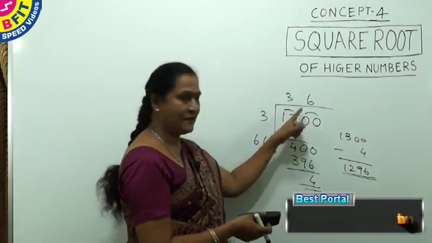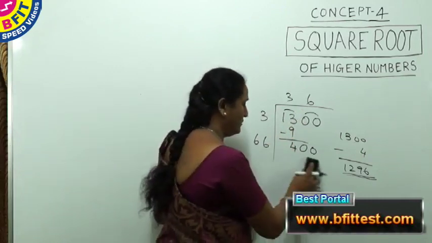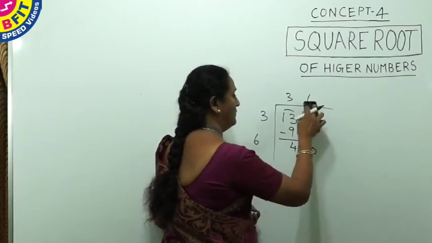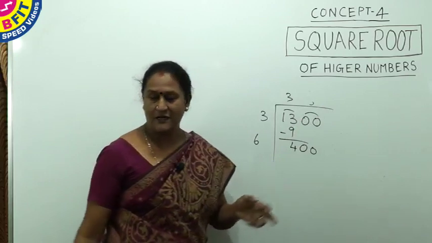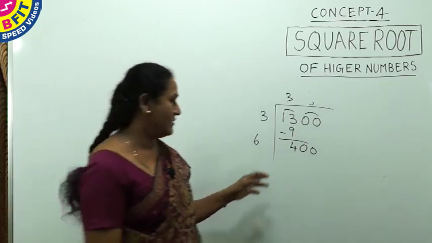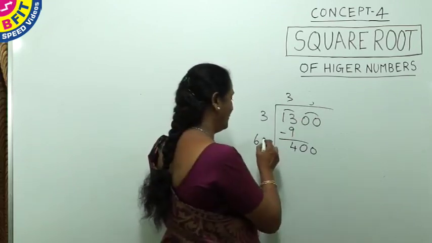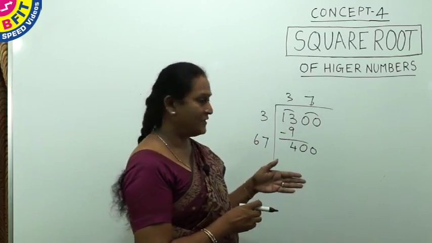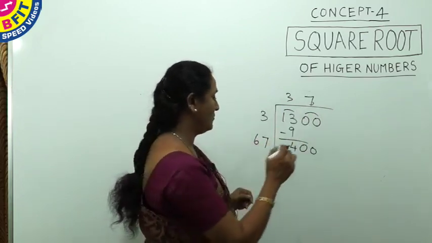What should be subtracted? We find a number which is less than 400. What should be added? 6 into which number will give you 40? It is 6 into 6, 36. So we will choose the higher number 7. 6 into 7 is 42. So when we find 37 square and subtract, we will get the answer. So here, 7 into 7.